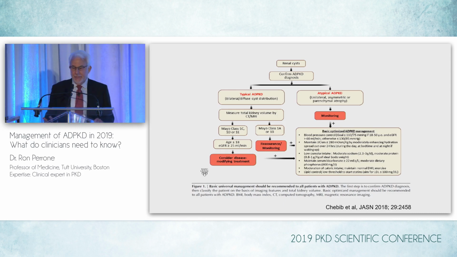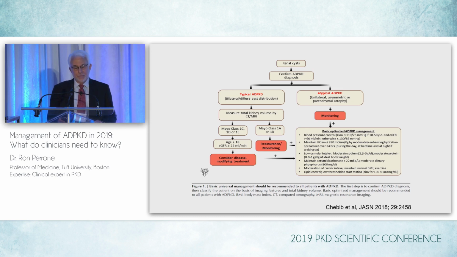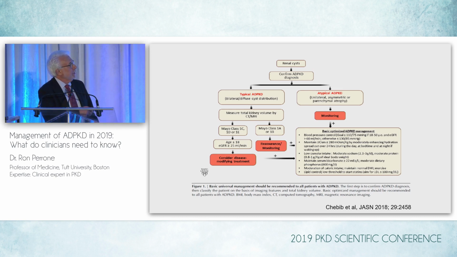So when you see a patient in the office, I think it's important to go through this schematic in terms of how you think about the patient and how you will approach them in terms of offering treatment options. So obviously, you have cysts, you confirm the ADPKD diagnosis, which can usually be done by ultrasound imaging. And then you look more closely and determine whether they have typical or atypical ADPKD, depending on the cyst distribution. And I favor assessing kidney volume using more comprehensive imaging techniques such as a CT or an MRI.